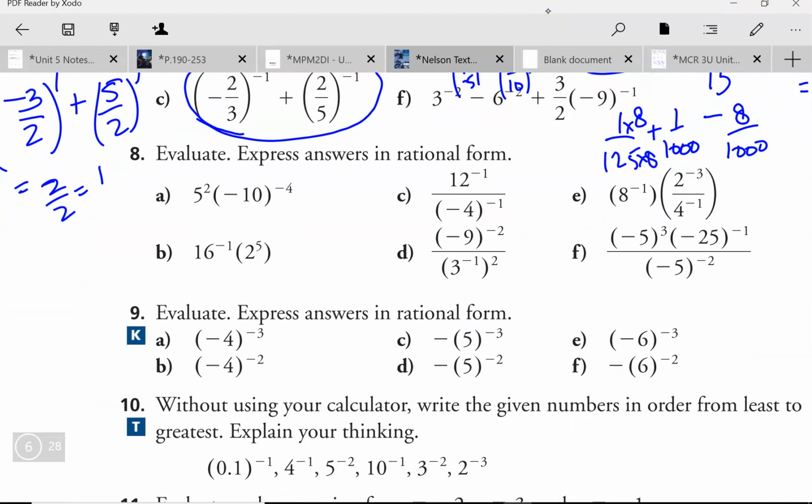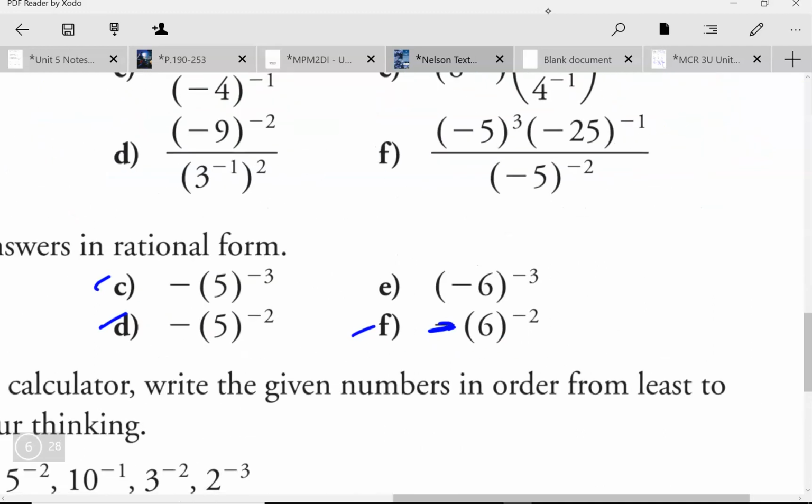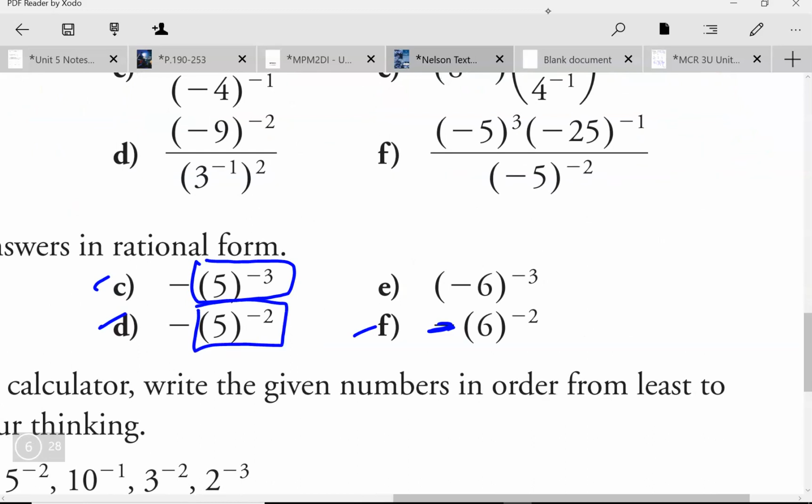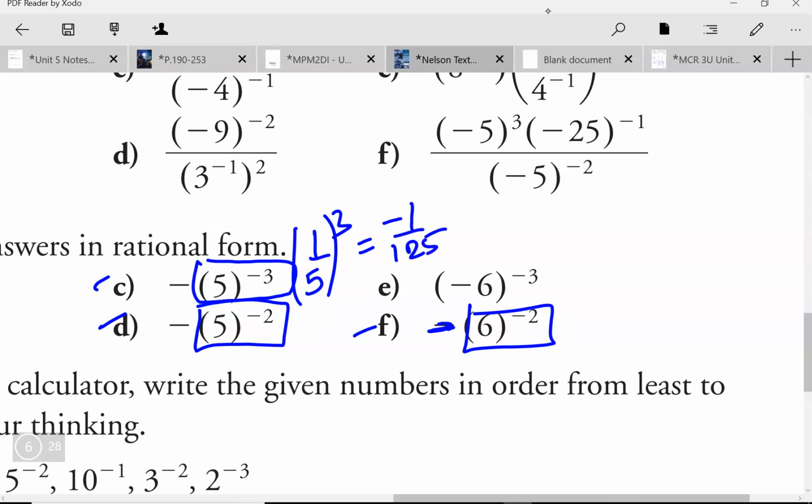In rational form. Again, this is just flipping the fraction. Just be careful whether the negative is inside or outside the bracket. If it's outside the bracket like C, D, or F, all you're going to do is calculate this and then just throw a negative sign in front of it. So 5 to the power of negative 3 is 1 over 5 to the power of 3, which is 1 over 125, and you just throw the negative on, negative 1 over 125.